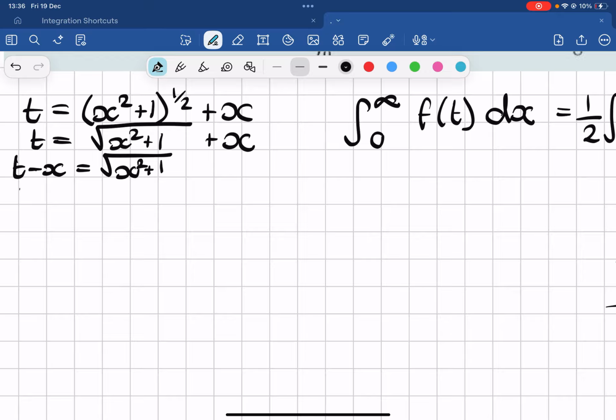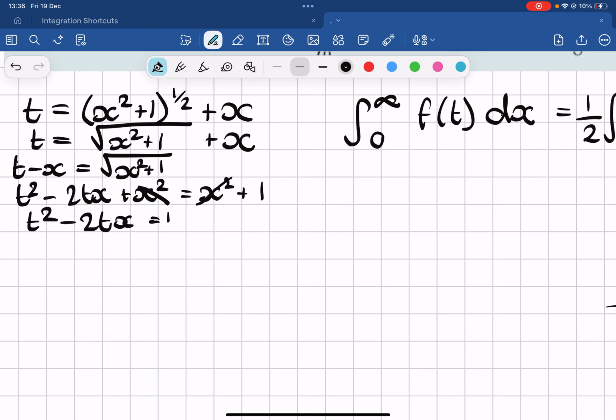Should be hella easier. So we've got t squared minus 2tx plus x squared equals x squared plus 1. X squareds cancel, so we're left with t squared minus 2tx equals 1. Thank God we went about it that way.